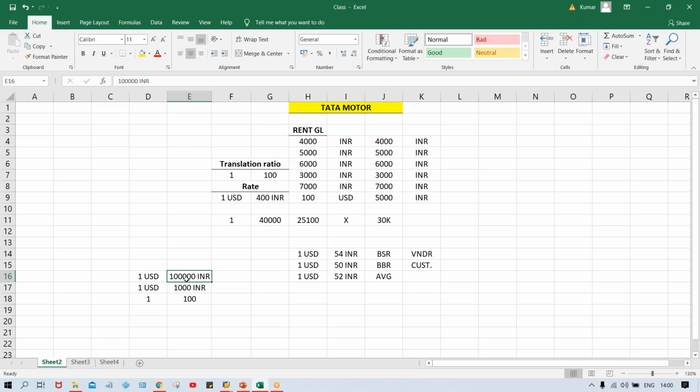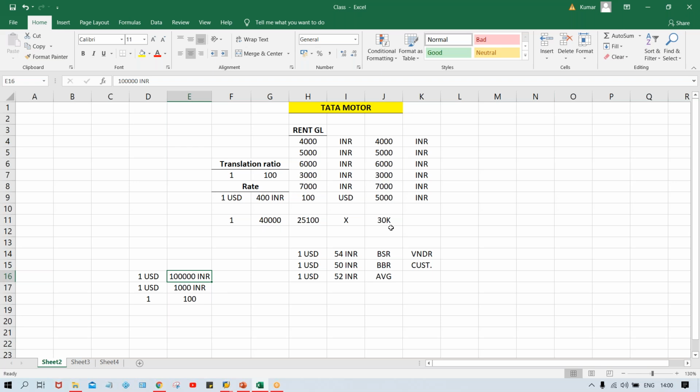Right? This is the easiest example I can quote, guys. Likewise, you can have multiple examples. Whatever your company code currency is, let's suppose it could be anything. It could be Australian dollar, it could be GBP, it could be your country's currency. Whatever the currencies are, you can put them here, and in that way you can explain. Right? So this is the logic behind translation ratio.